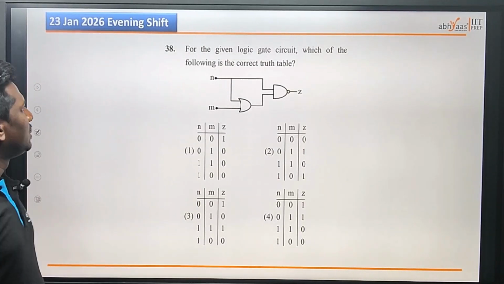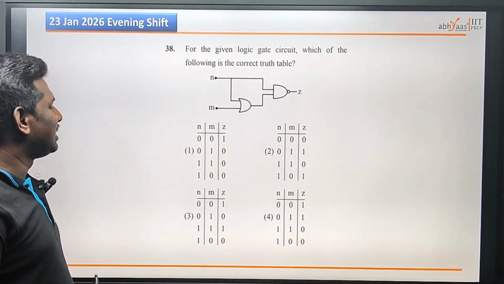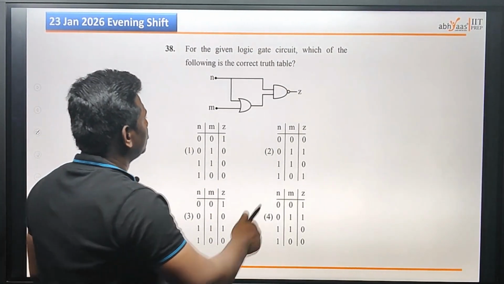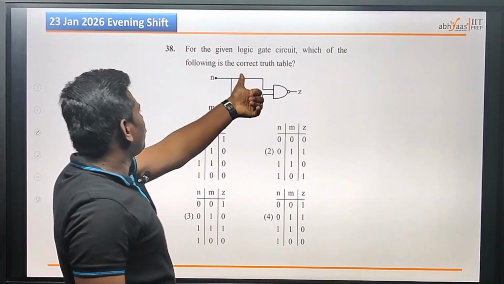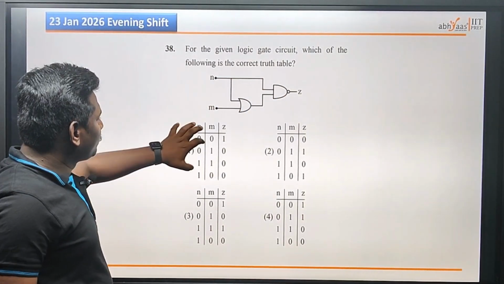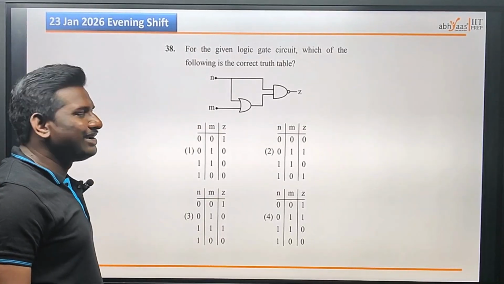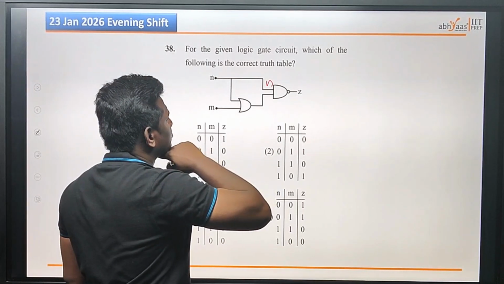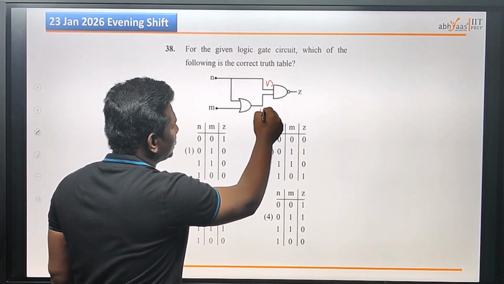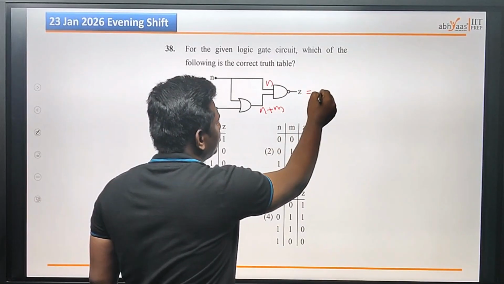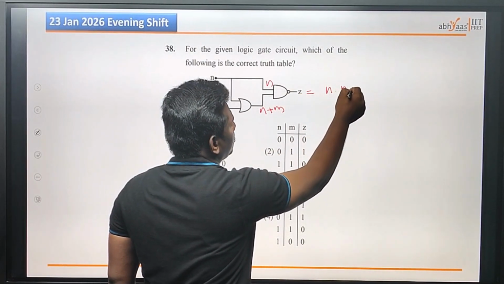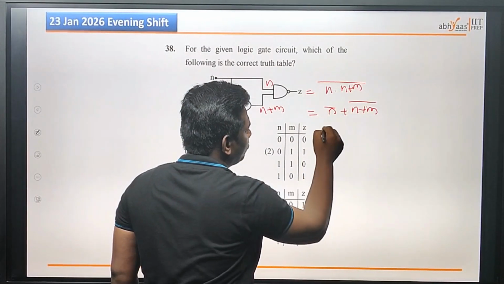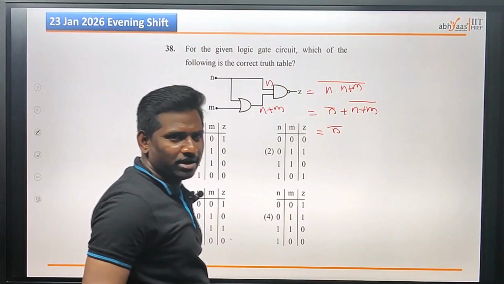Okay, see 38, question number 38, which is from digital electronics. This belongs to logic gates. You know those things. For the logic gate circuit, which of the following is the correct truth table? First I have to find the output, then I will find the truth table. N equal to N. If you solve this, you will get n plus m after z, n dot (n plus m) whole bar. From this, n bar plus (n plus m) whole bar. If you solve this, you will get n bar.